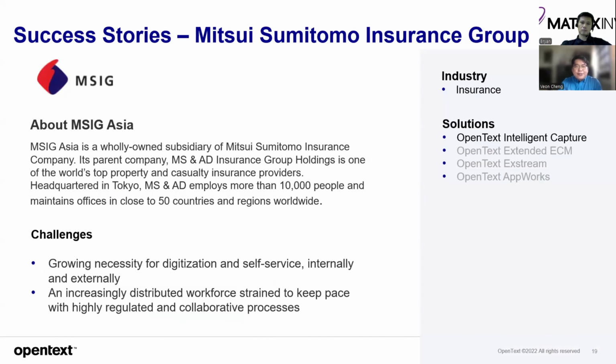Okay, so the next story that I'm going to share will be MSIG, an insurance company. I'm pretty sure you guys know this company. Its headquarters is in Tokyo. What we help them with is more on the digitization of documents. When they submit their supporting documents like their passport or their IC, we need to extract it out and then pump it into our solutions.